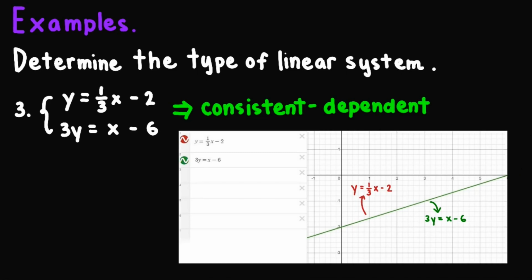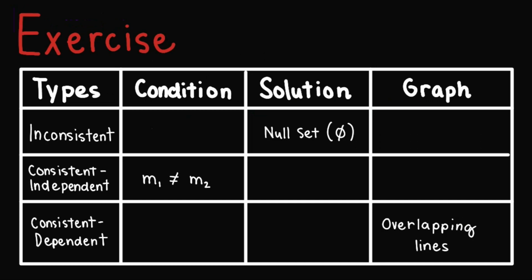So those are the 3 types of linear systems. To end this, here's an exercise that you can work on. Basically, this is a table of the 3 types of linear systems, and your goal is to supply the missing components out here. And after completing this, you can use this as your reference when dealing with linear systems, more specifically their types, as this will be useful when we move on to solving linear systems.